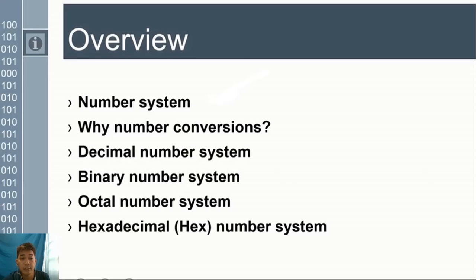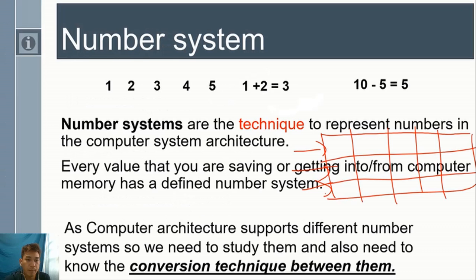So at the end of the discussion, you'll be able to understand the number systems, why we need to convert those number systems, as well as the importance and the different or the common number systems. We have the decimal, binary, octal, and hexadecimal number systems. So first, let us discuss the number system.